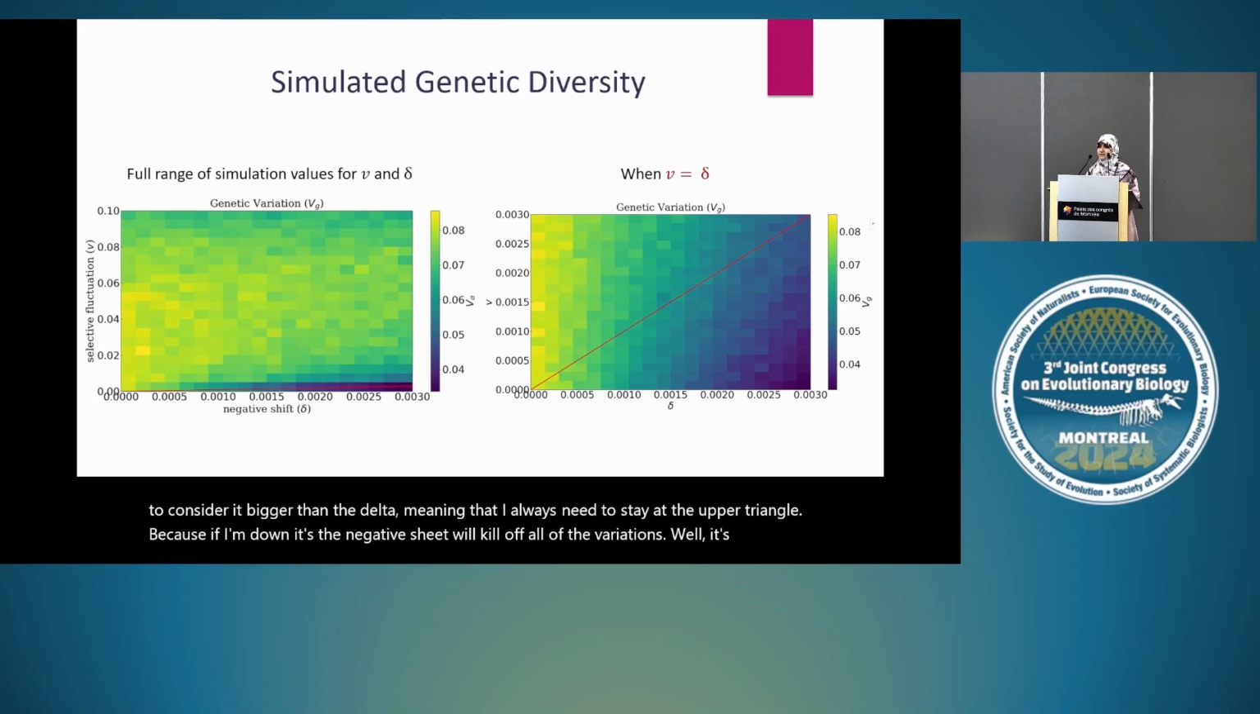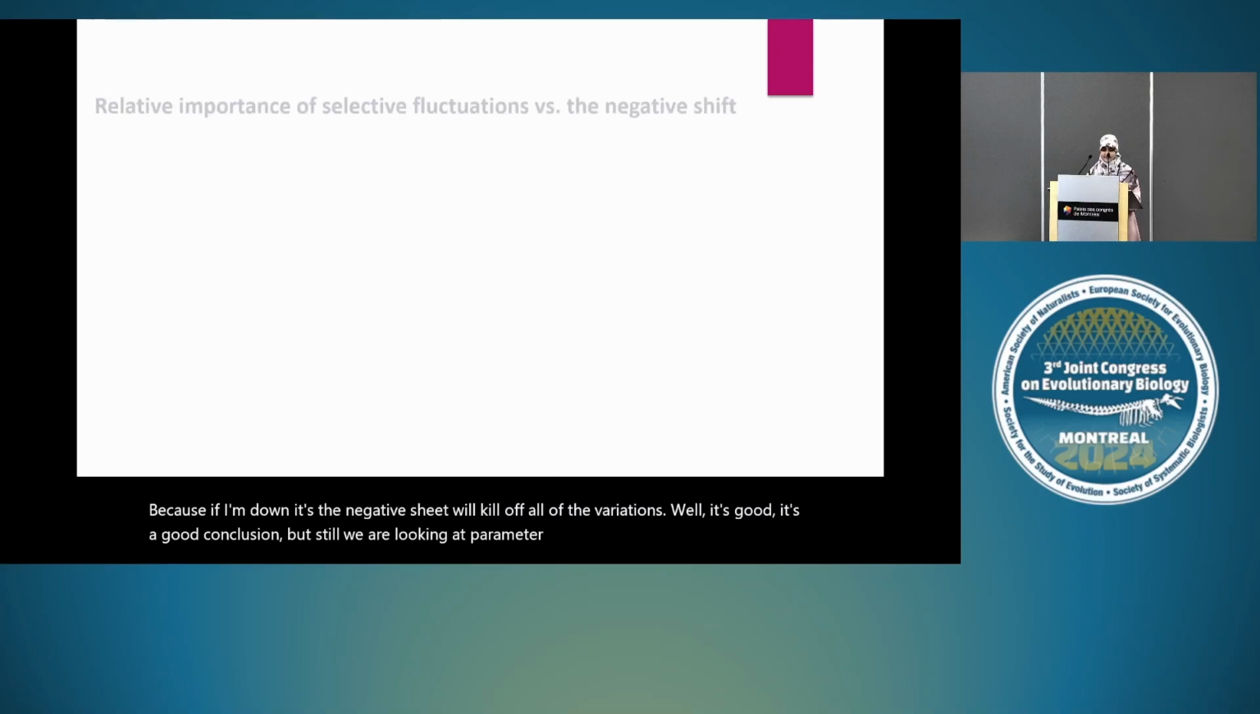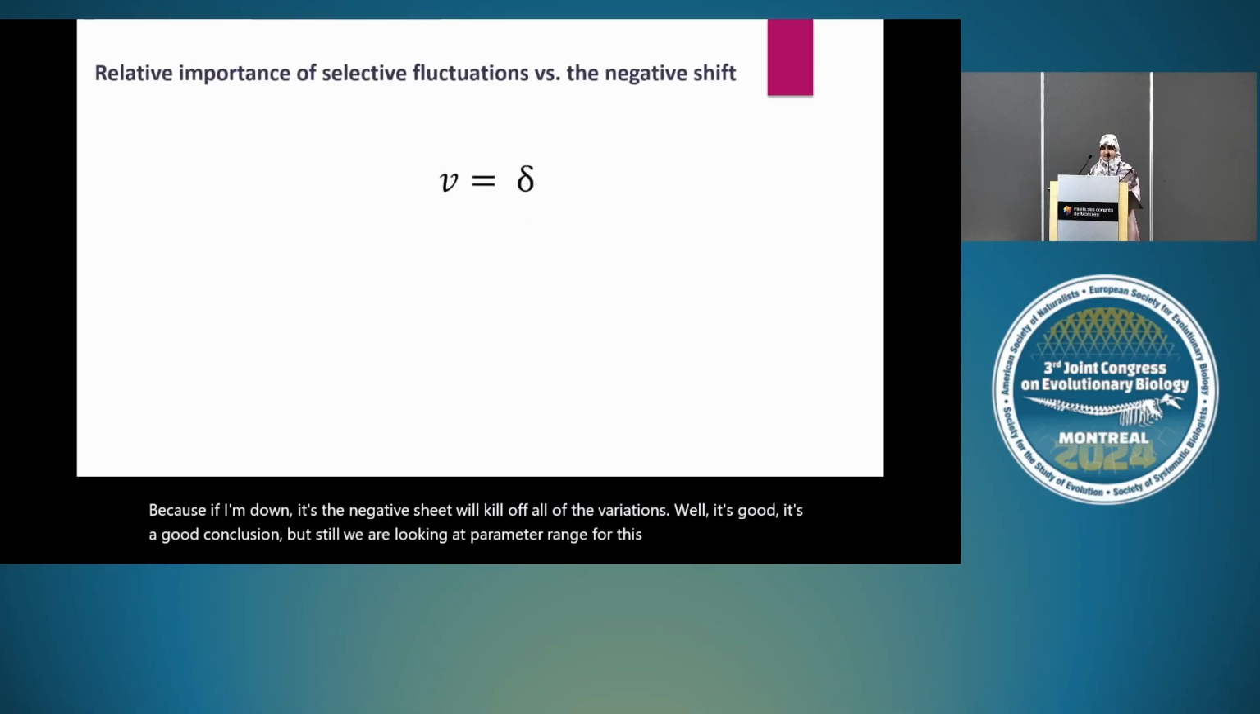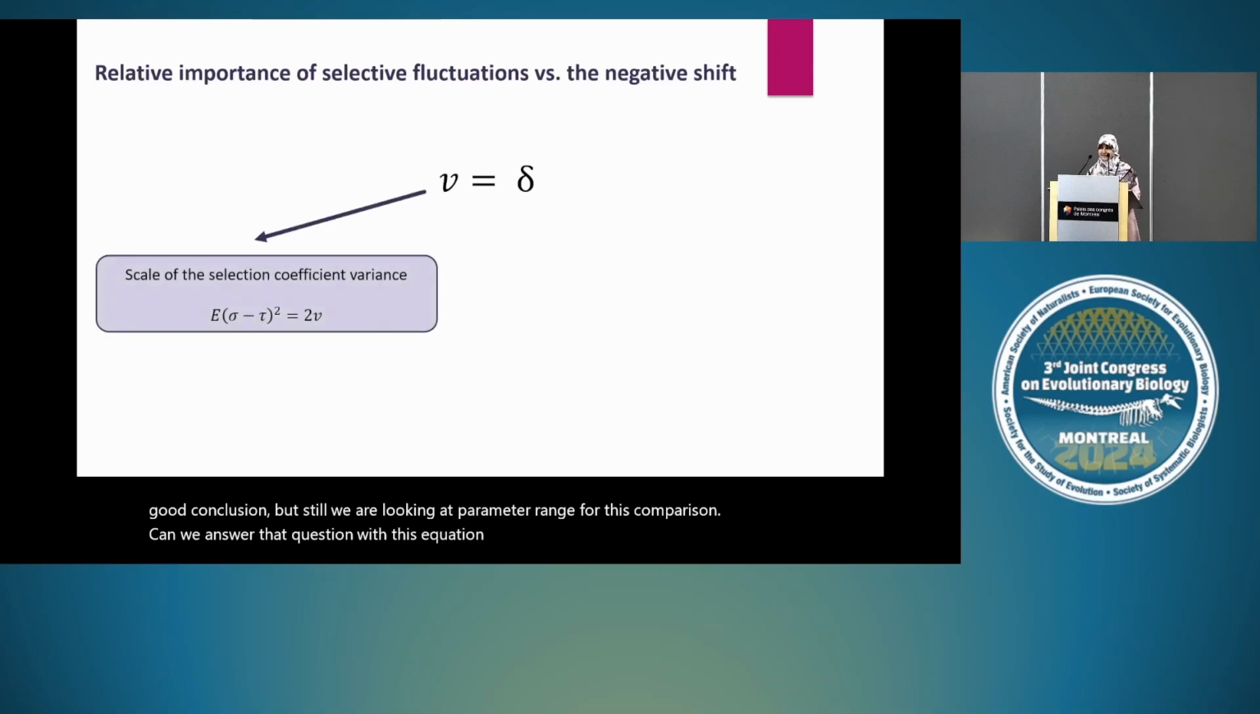Well, it's a good conclusion, but still we are looking at a parameter range for this comparison. Can we answer that question with this equation? Well, maybe yes, maybe not. Let's take a look at the definition of our parameters. Well, we know that V had the scale of a selection coefficient variance, because basically V was the variance of the two parameters that described my selective fluctuation, sigma and tau.